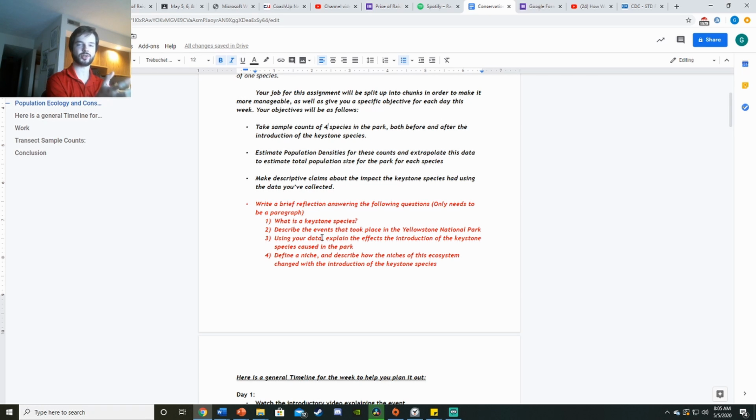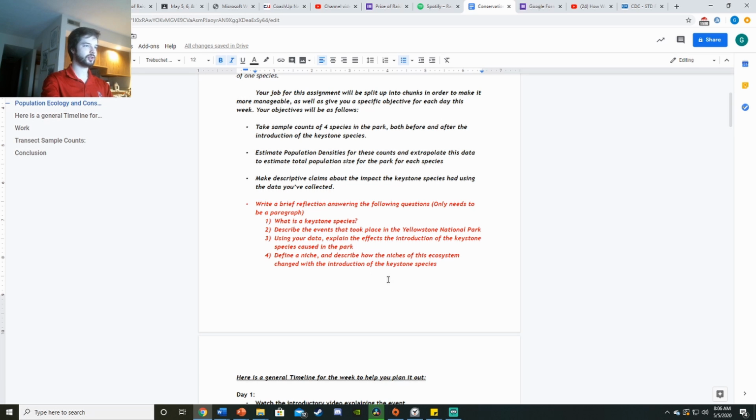Why do we see these changes in the populations? Why are certain species growing? Why are certain species being repressed? Why are these changes happening? What caused this to occur? Using your data, explain the effects of the introduction of the keystone species. Again, that's related if you want to transition from 2 to 3. So once they reintroduced the species, why did we see a decline in this species, or why did we see an increase in this species? Why are these changes occurring?